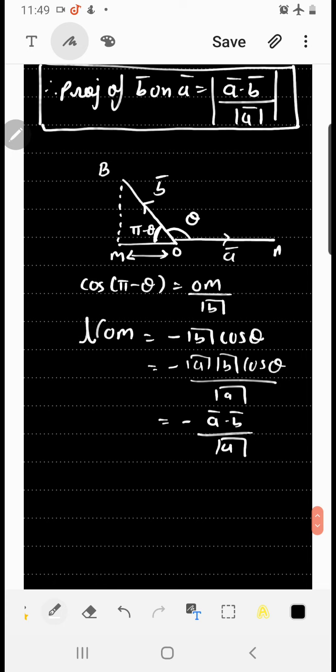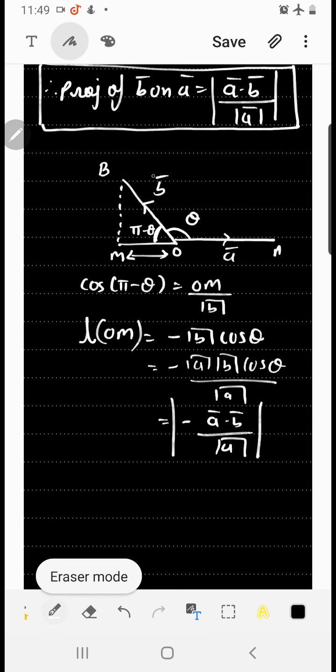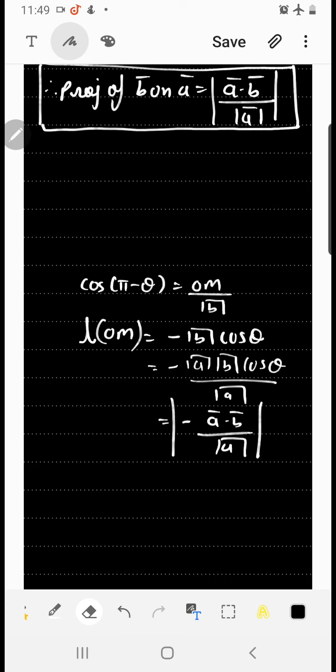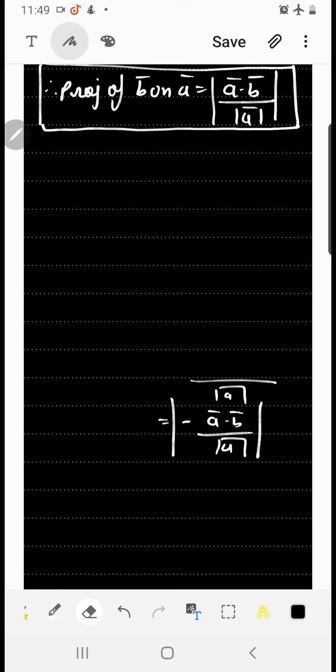Now, can length ever be negative? No, and that is why we should put mod. So I hope you understood why we put mod on the projection. But again, I don't want you to get confused, so let's not write this particular result for the discussion. Let's simply remember this formula.